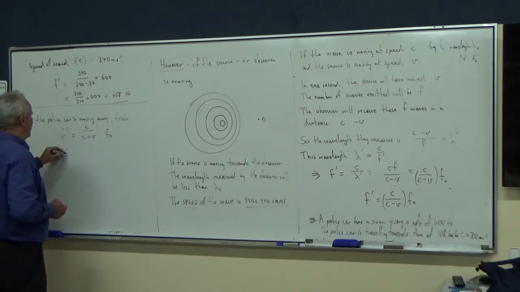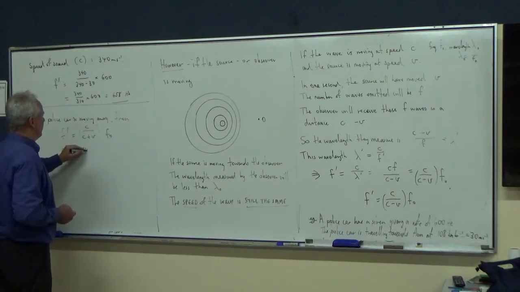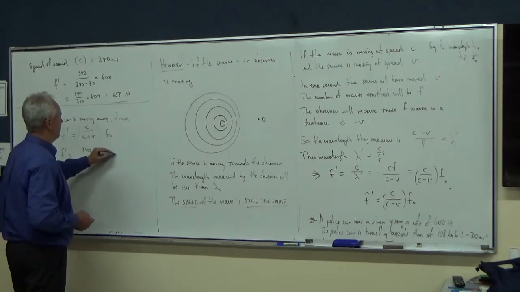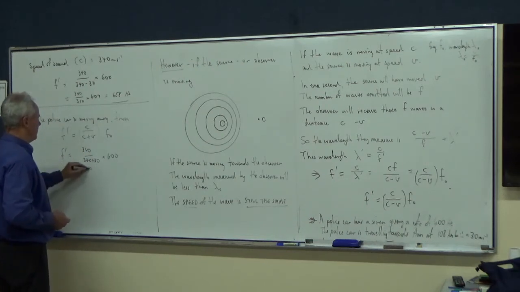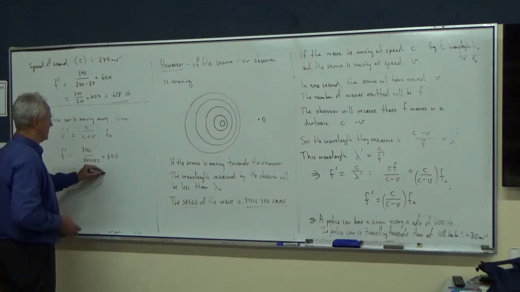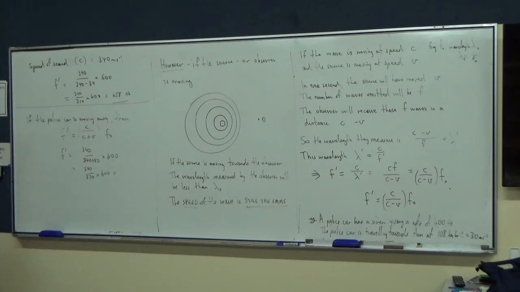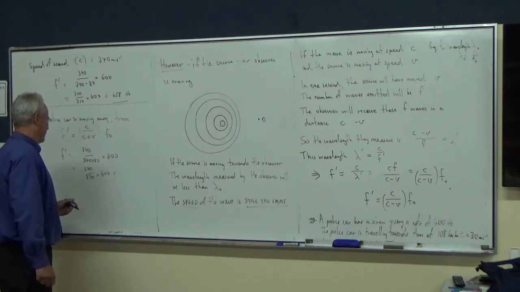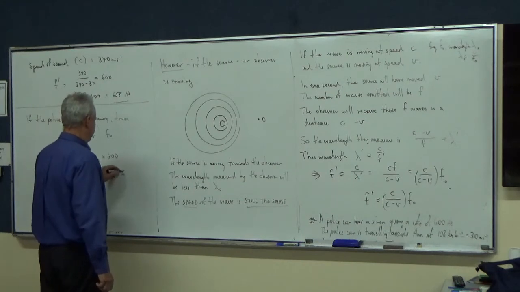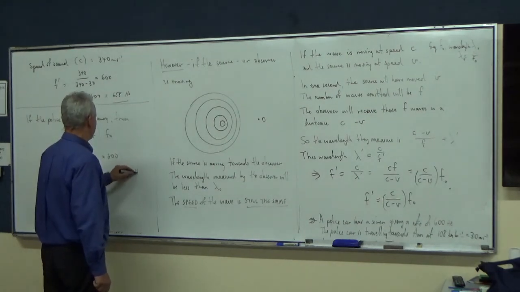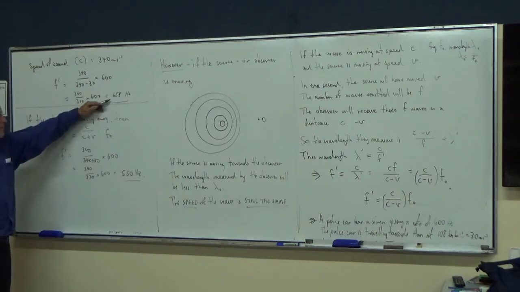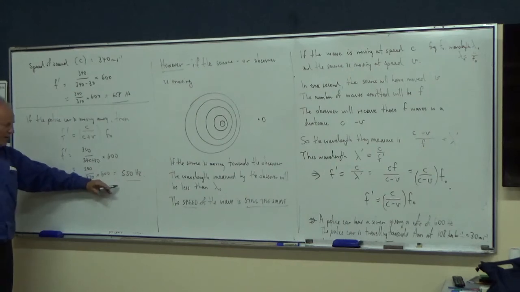So now we've got that f dash equals 340 over 340 plus 30 times 600 equals 340 over 370 times 600 equals whatever that is. So just, again, about 30 over 370, a bit less than 10%. That might be 550 hertz or something like that. So it's a higher note as it comes toward, it's a lower note as it moves away.